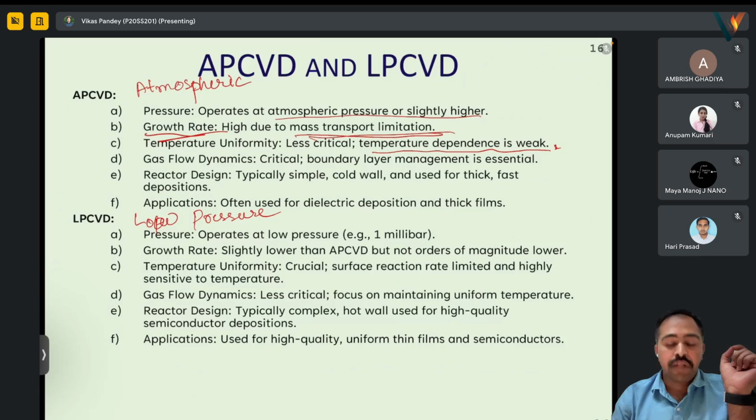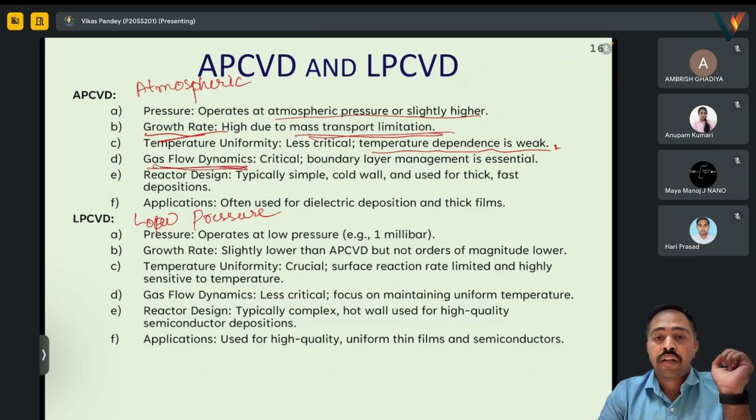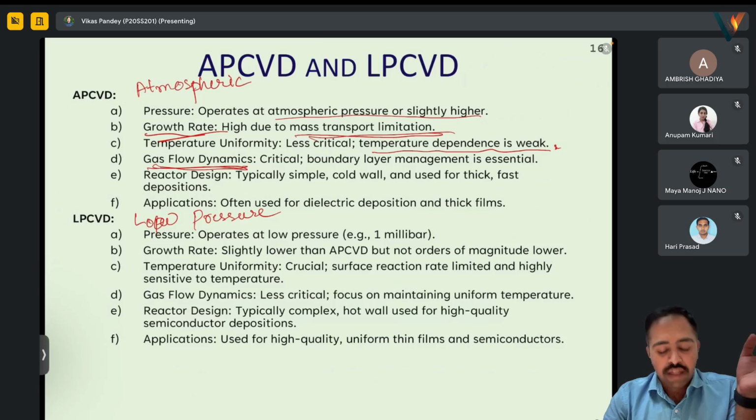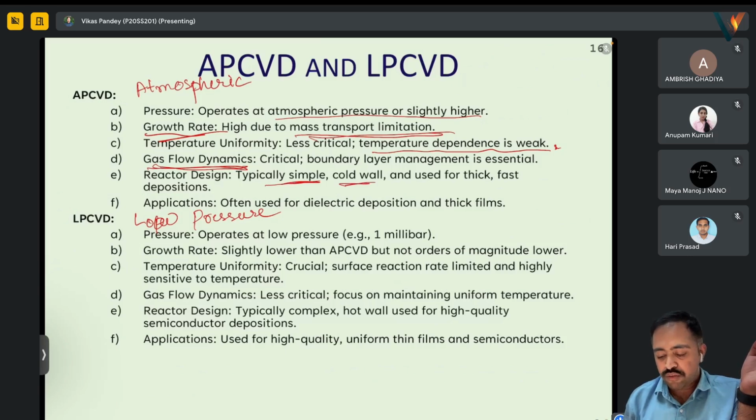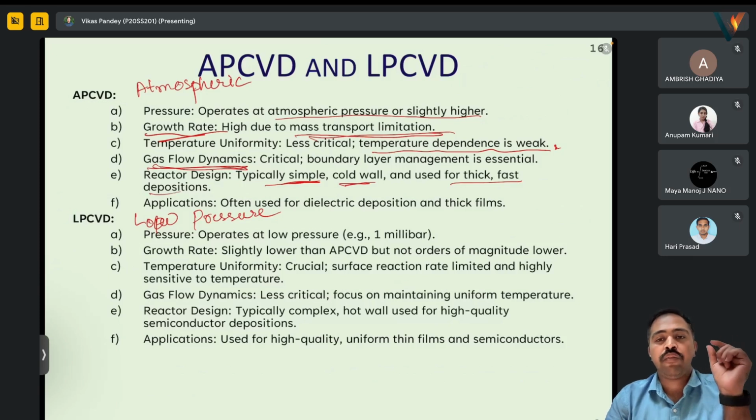But what is the limiting factor? That is the gas flow dynamics. How the gas is flowing, that is very important. In this case, the advantage is that the reactor is small, cold wall, and used for thick, fast deposition. In case where we want thicker deposition and fast, we can go for APCVD. In this case, it is commonly used for dielectric deposition and thick film deposition.